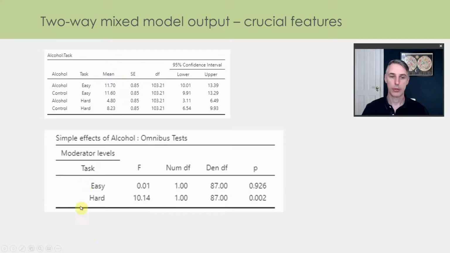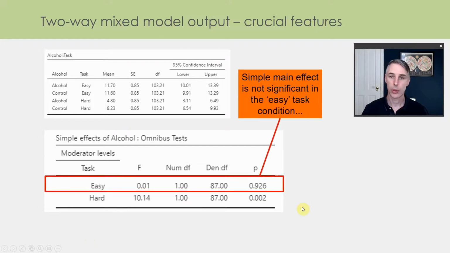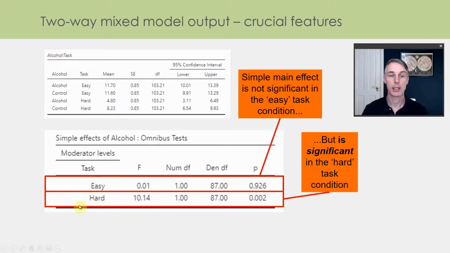Now, these are the results of the simple main effects analyses. So we can see that the simple main effect of alcohol is not significant in the easy task condition. So this is the effect of alcohol in the easy task condition, nowhere near significant, but it is significant in the hard task condition. Okay, and just in terms of interpreting that, we can look at the means.